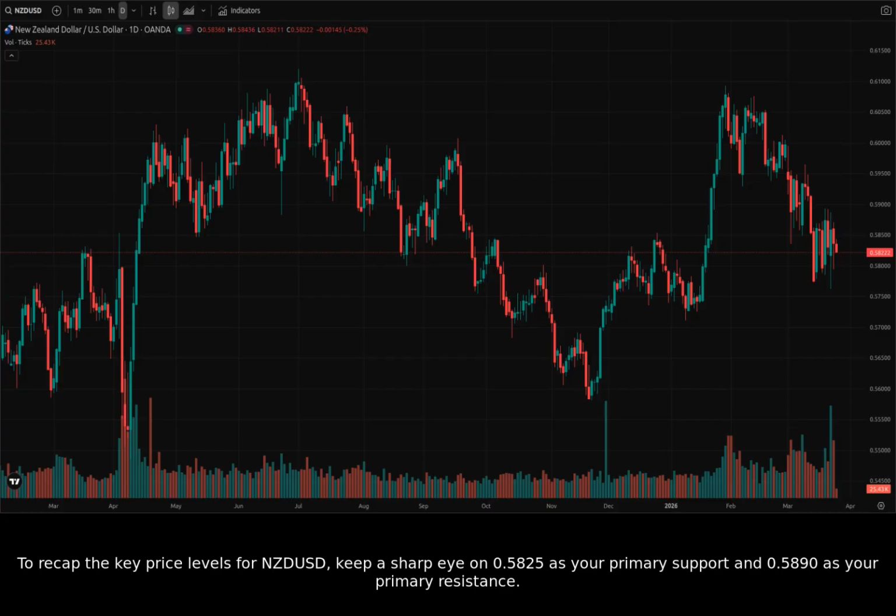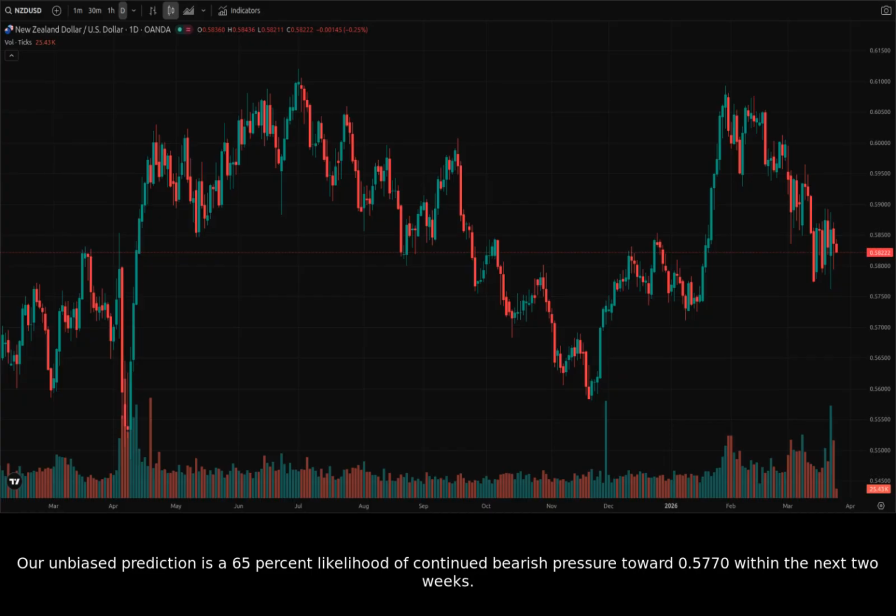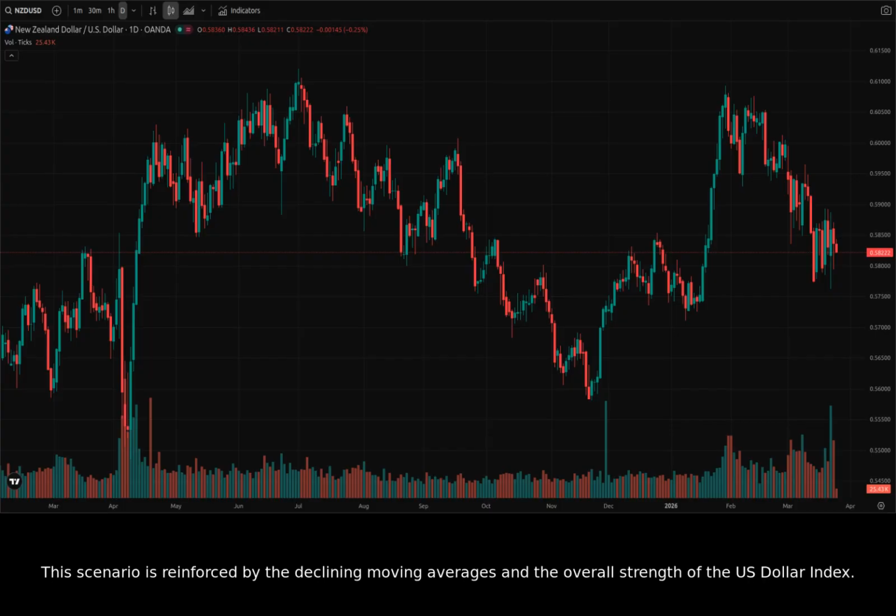To recap the key price levels for NZDUSD, keep a sharp eye on 0.5825 as your primary support and 0.5890 as your primary resistance. Our unbiased prediction is a 65% likelihood of continued bearish pressure towards 0.5770 within the next 2 weeks. This scenario is reinforced by the declining moving averages and the overall strength of the US dollar index.